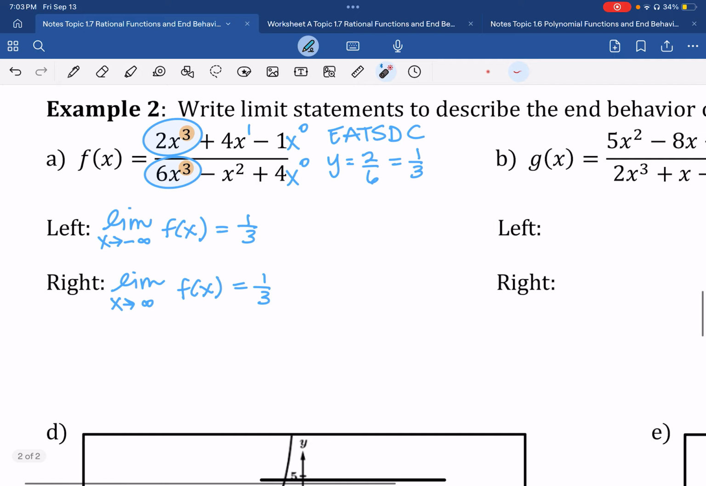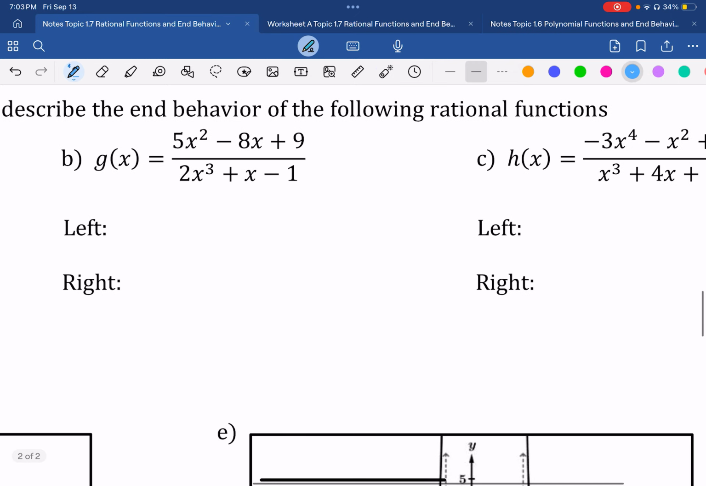Okay, let's do G. 5x squared minus 8x to the power of 1 plus 9x to the power of 0 divided by 2x cubed plus x to the power of 1 minus 1 times x to the power of 0.